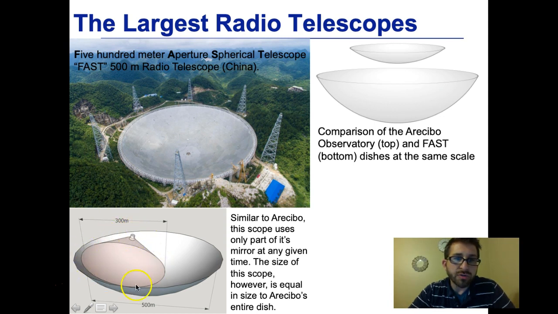Each of the partial disks is equal in size, 300 meters, to Arecibo's mirror in its entirety. So Arecibo only uses a partial piece of its dish. This one uses an Arecibo-sized partial disk. That's impressive.